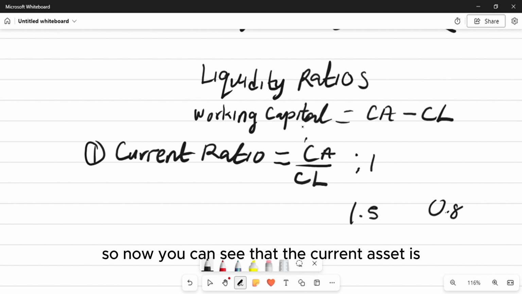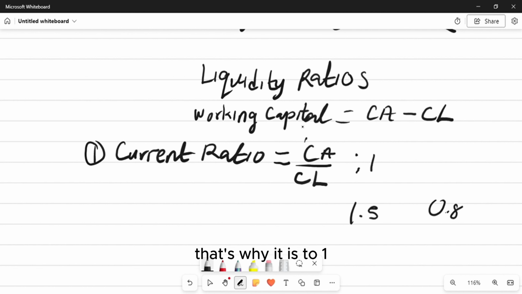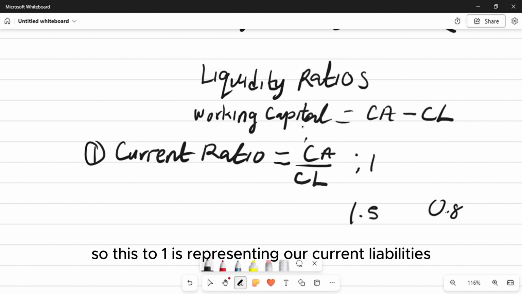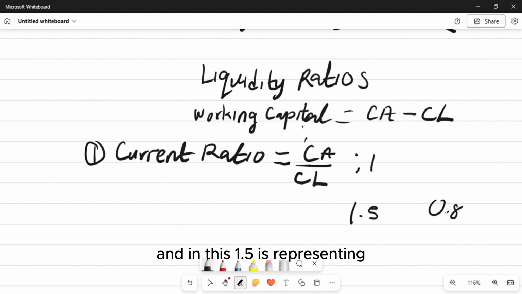Right, so now we can see that their current assets are able to cover their current liabilities, not just once but 1.5 times. So it will cover it at first and then there will remain an extra 0.5 at the top. That's why it is to 1. So this 1 represents our current liabilities, and this 1.5 represents the extent to which our current assets can cover our current liabilities.